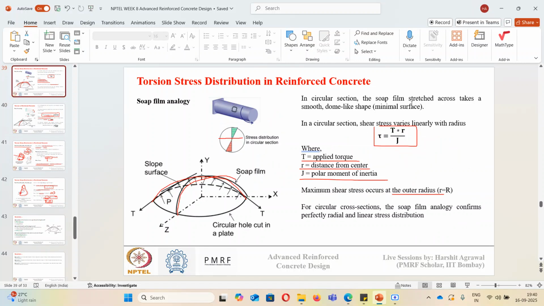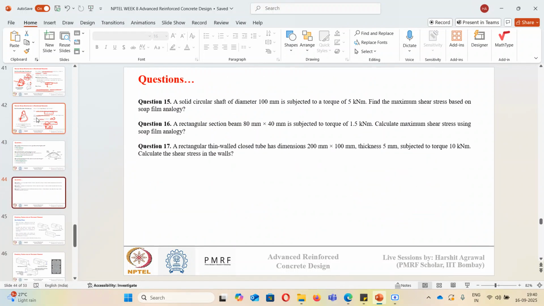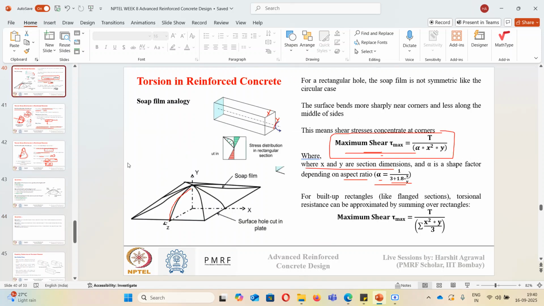T value is given to you, r is given to you, J you can calculate, that is pi d to the power 4 by 32. From that you will get the maximum shear stress tau. Second question, a rectangular section is given. Then you need to calculate maximum shear stress, so you need to use the second formula that we saw. Maximum shear stress is equal to T upon alpha times x square y. x and y are given to you for the rectangular section. Alpha you can estimate from this equation, and you can estimate the maximum shear stress.